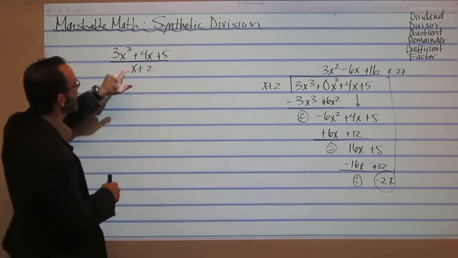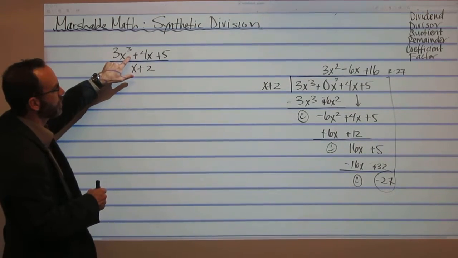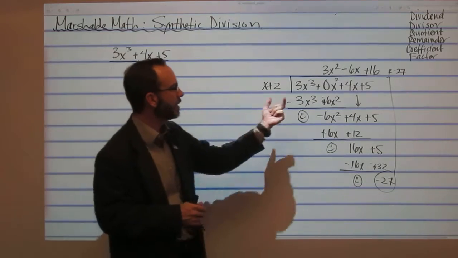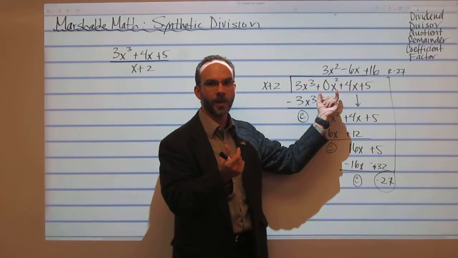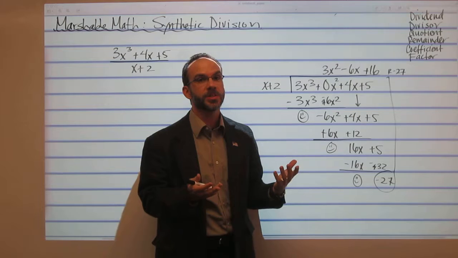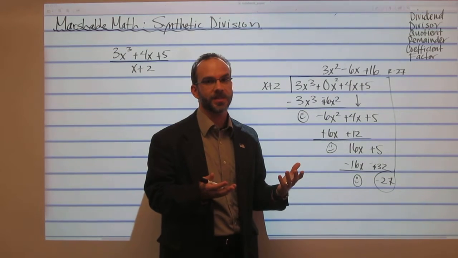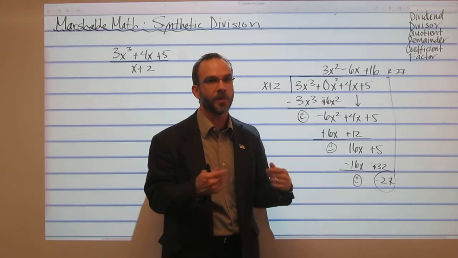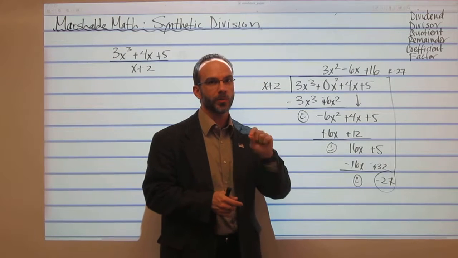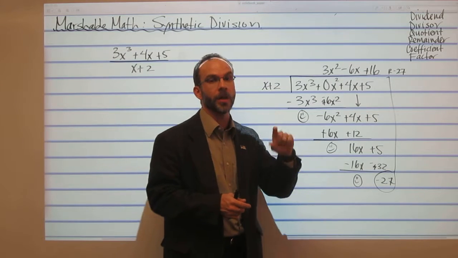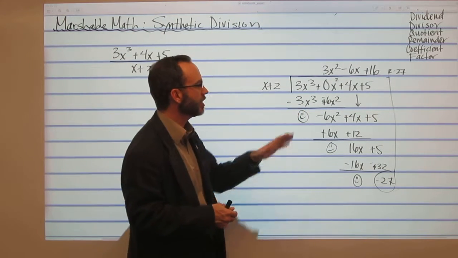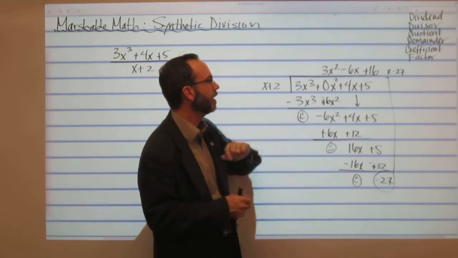You'll notice here we didn't have an x squared in our original dividend, and so I had to put a 0x squared here in order to hold that place. Much in the same way that you would put a 0 in the hundreds place if I said divide 3045 by something like that. You wouldn't write 345, you'd have to put 0 and then 45. So in the same sense, we need to have a placeholder here for that.